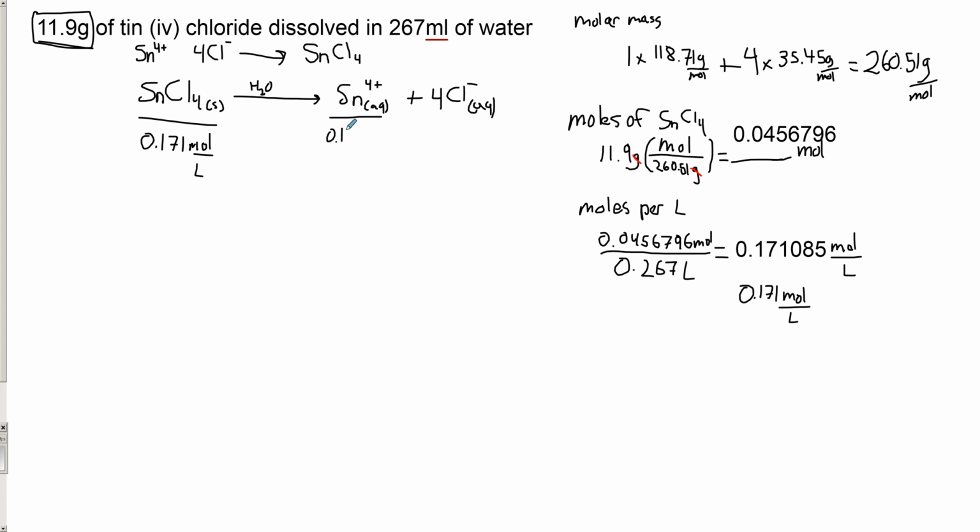And then what's the ionic concentration of Cl minus? Well, since there's a 4 there, all we need to do is multiply the concentration of the original by 4. That's literally it. So 0.171 times 4 is 0.684 moles per liter.